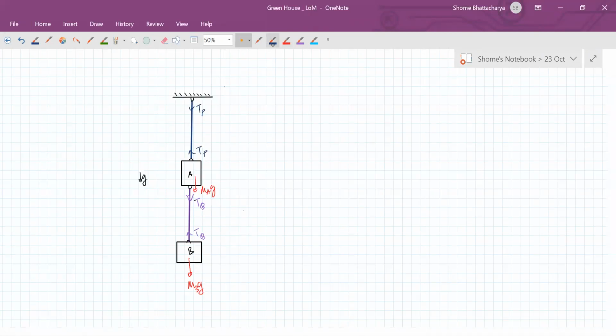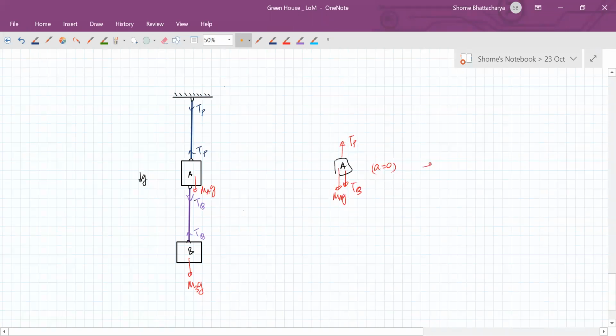Okay. So you look at each block's FBD and things become clear. You look at A's free body diagram. So there is its weight and there is tension in the lower string and there is tension in the upper string, and it's in equilibrium. Its acceleration is 0. So you have the equation: TP balances the sum of TQ plus the weight of A. That's your equation 1. So this is what I was looking for in the first part, the free body diagrams.